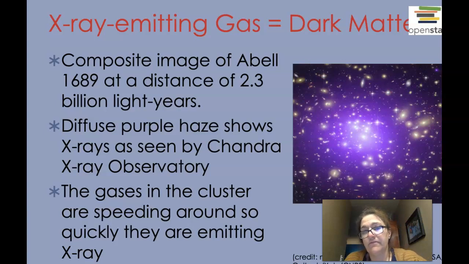Another line of evidence for dark matter is X-ray emitting gas. So, different galaxy cluster, this is Abell 1689, distance of 2.3 billion light years from us, and you see all the galaxies in there, but in between the galaxies we have a huge amount of X-ray that is being emitted by the gas, the interstellar gas between the galaxies. Something is whipping that gas around so that it is moving around the center of that cluster so fast that the gas itself is emitting X-ray. That requires enormous speeds, and the only way to have that much speed is to have an enormous amount of mass there, much more than what we can identify.